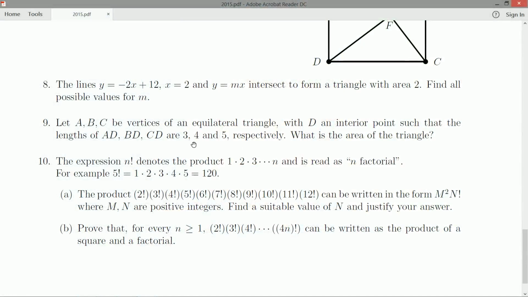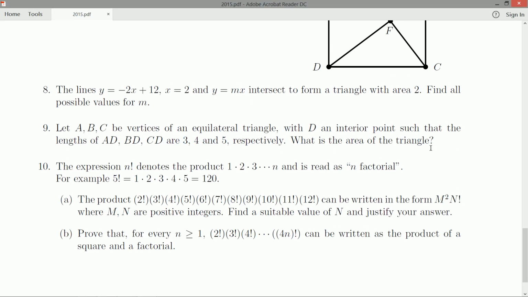Let A, B, C be vertices of an equilateral triangle, with D an interior point, such that the lengths AD, BD, CD are 3, 4, and 5. Immediately I'm thinking somewhere a right angle triangle maybe, although their lengths connect up to an interior point, so maybe some reflections or rotations might produce a right angle triangle, or maybe the 3, 4, 5 is a coincidence. Anyway, these lengths are 3, 4, and 5 respectively, and they're asking us for the area of the triangle.